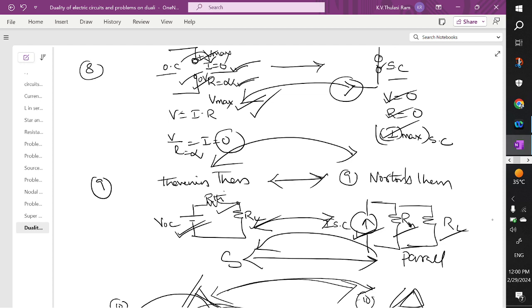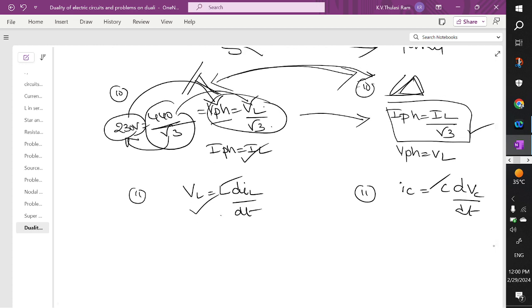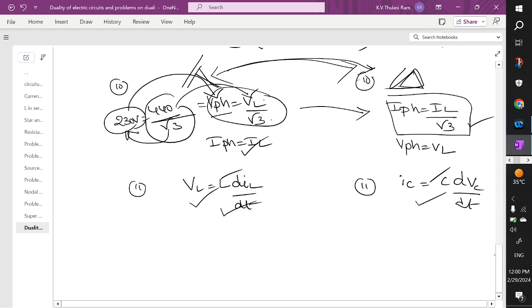And the dual of Thevenin's theorem is Norton's theorem. Here you have a voltage source, there you have a current source. R Thevenin and RL are connected in series, while R Norton and RL are connected in parallel. The equivalent of a star is a delta. Here phase voltage is equal to line voltage by root 3, and phase current is equal to line current by root 3. Voltage across the inductor is L dI by dt, and current across the capacitor is C dV by dt. So this is how to draw it.